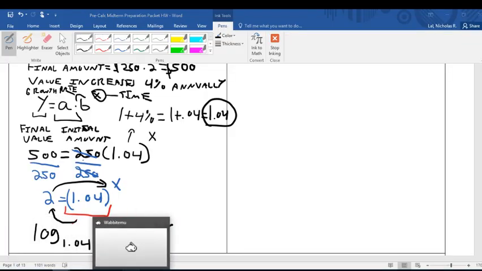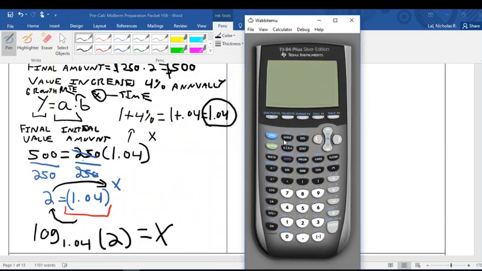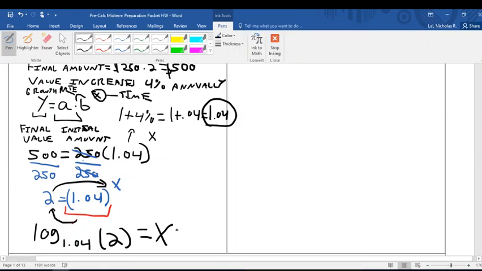Let's pull up the calculator. You can plug it in directly into your calculator. I have to plug it in with the change of base rule. I can find the log base 1.04 of 2 by finding the log of 2 divided by the log of 1.04. And that will give me a value of 17.67. So x is approximately equal to 17.67.